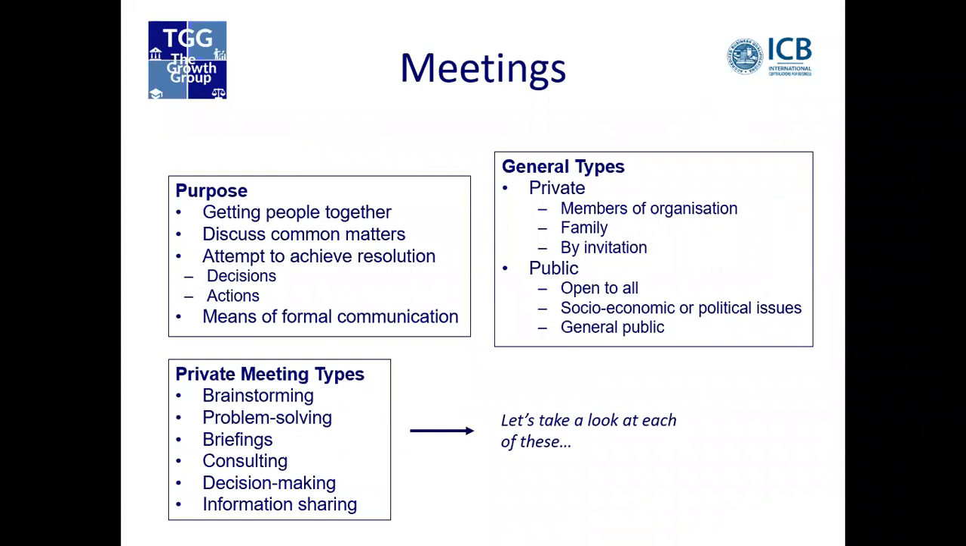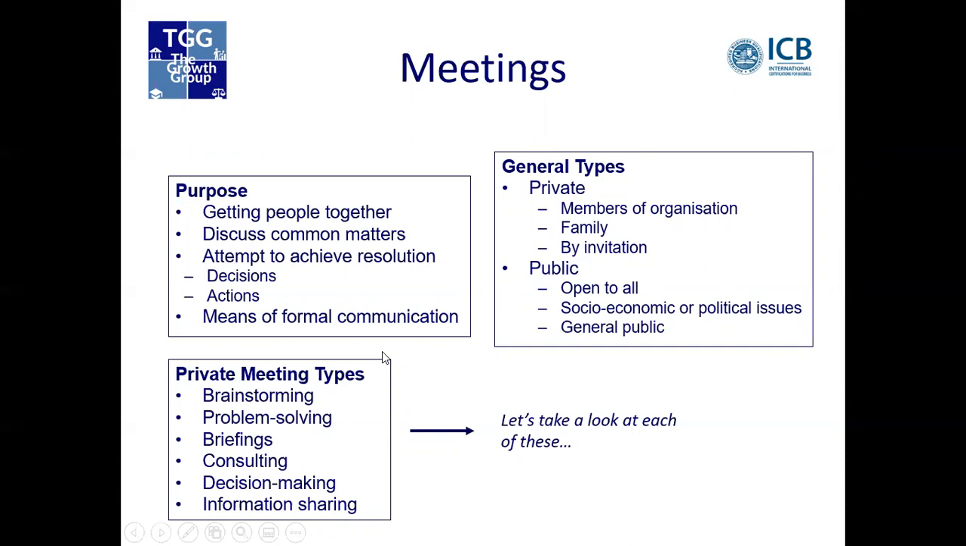So we have different types of meetings. I'd like us to have a look at that first. We get both private meetings and public meetings. A private meeting in terms of an organization can be the members of the organization. A family meeting could be a private meeting, or a private meeting can happen by invitation. You get a couple of friends together to discuss something and you invite them. Then a public meeting is open to all. It is normally when we address a socio-economic or political issue, and really it is the general public who attends it. But we are going to have a look more at private meetings in this module.